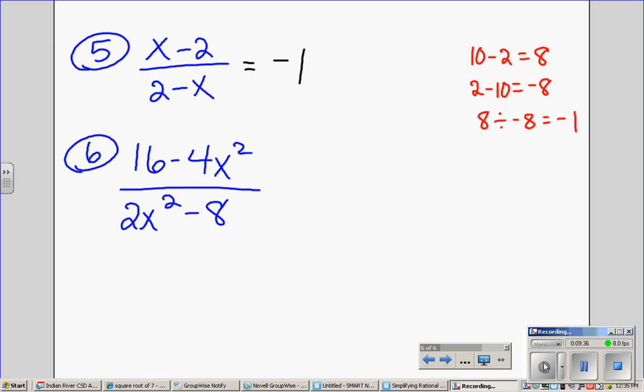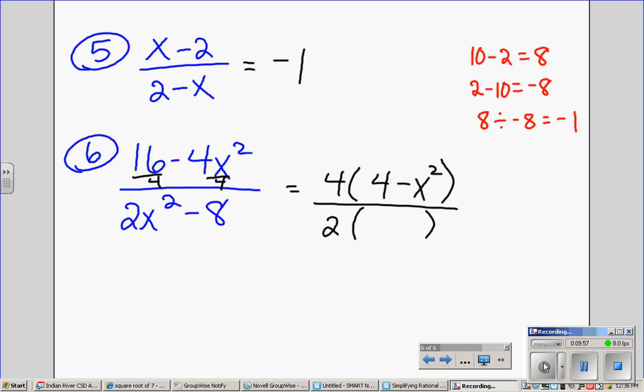Number 6. At the top, 16 minus 4x squared has a greatest common factor of 4. When you divide both terms by 4, you get 4 minus x squared. The bottom has a greatest common factor of 2. When you divide by 2, you're going to get x squared minus 4.